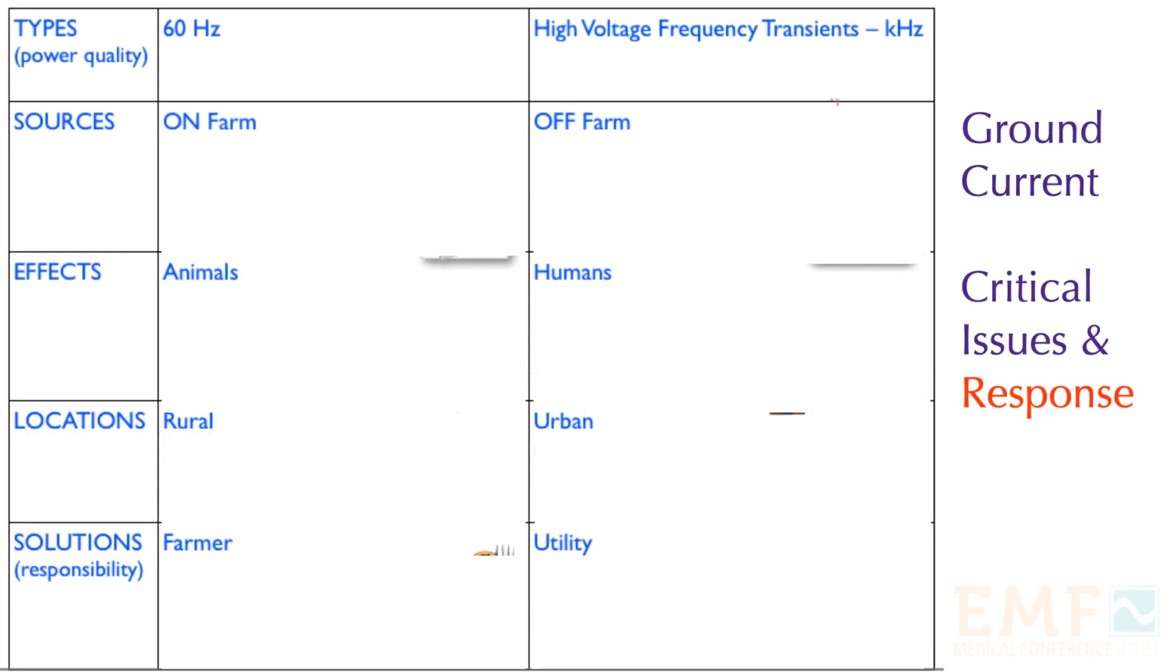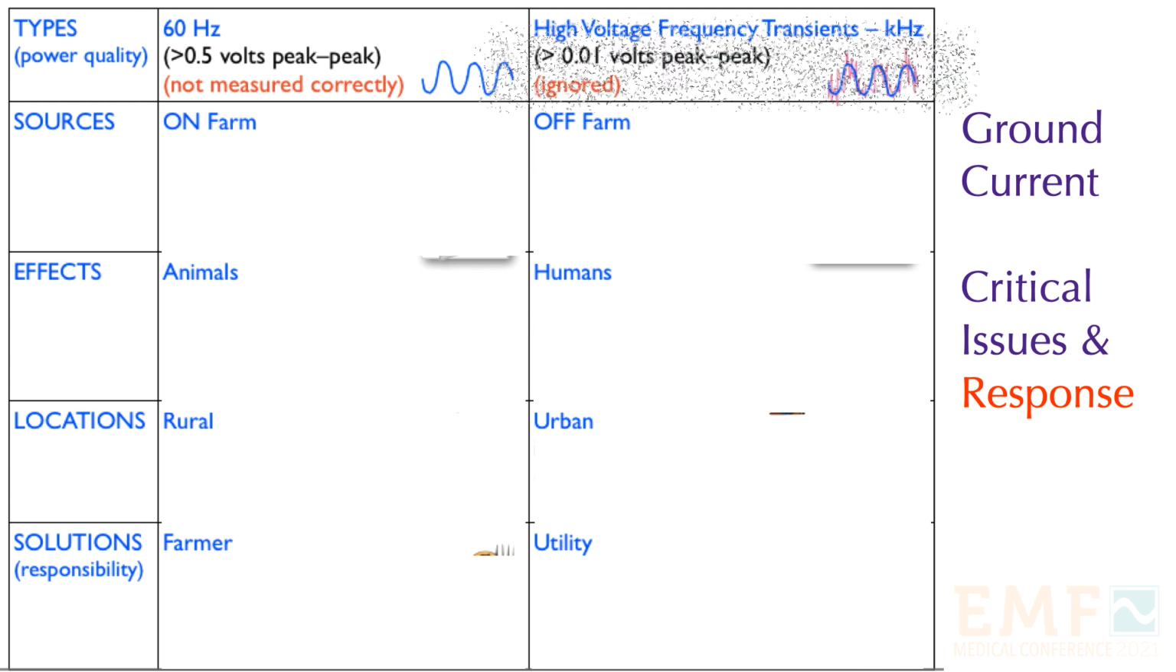This is a table of the critical issues regarding ground current pollution. The 60 Hz frequency should not exceed 0.5 volts peak to peak, but this isn't measured properly as engineers use root mean squared, and this underestimates what an animal is exposed to. The dirty electricity should not exceed 10 millivolts peak to peak, and this isn't even measured.